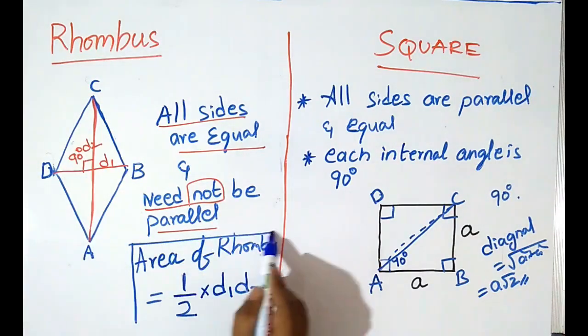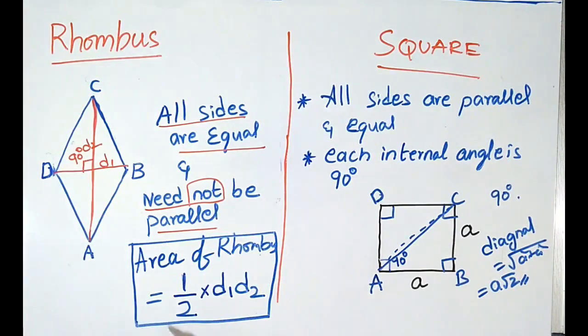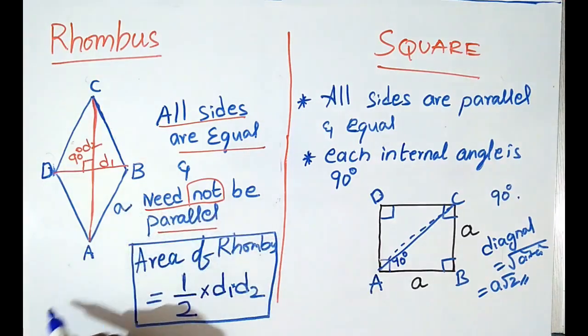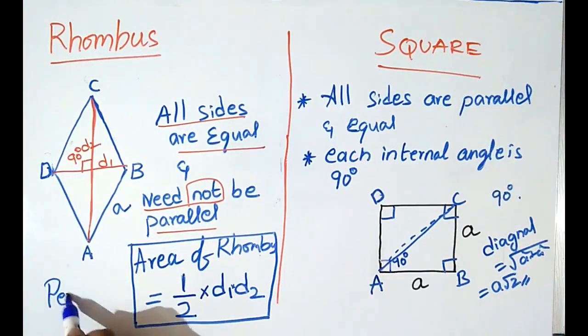The area of rhombus is half D1 into D2. We know that all sides are equal, so perimeter becomes, if one of the sides of the rhombus is A, then perimeter is equal to 4A. Okay friends, I hope you are clear with the differences between rhombus and square.